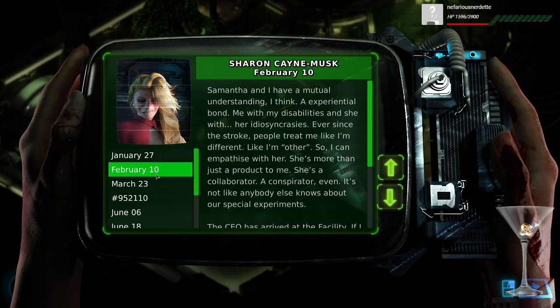February 10th. Robo-Face! Samantha and I have a mutual understanding, I think. An experiential bond. Me with my disabilities and she with her idiosyncrasies. I didn't say that right at all. Idiosyncrasies. Ever since the stroke, people treat me like I'm different. Oh, I apologize for making fun of your face. Alright, so that's not just a weird character design choice. There's actually a reason her face looks like that. People treat me like I'm different, like I'm other. So, I can empathize with her. She's more than just a product to me. She's a collaborator. Lucas making assumptions again. Yeah. Well, hey, I nailed the first one. I was bound to fuck up eventually. She's a conspirator even. It's not like anybody else knows about our special experiments.